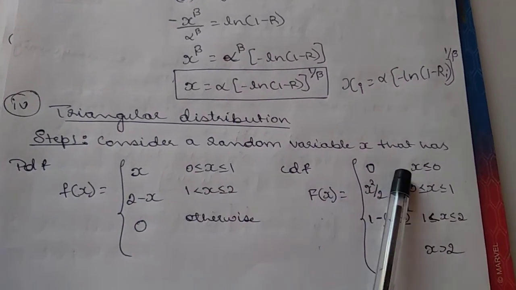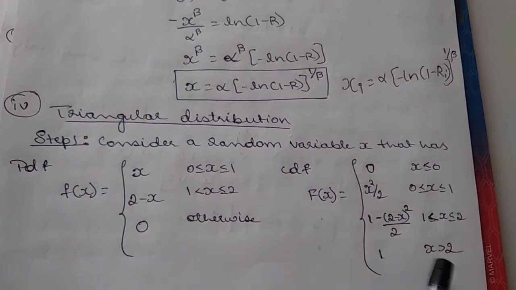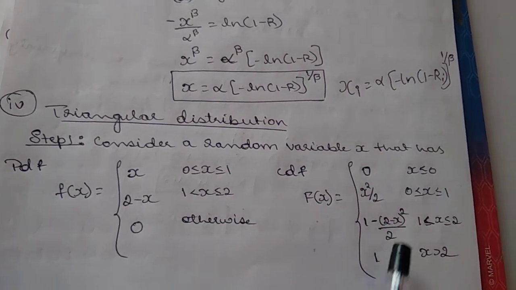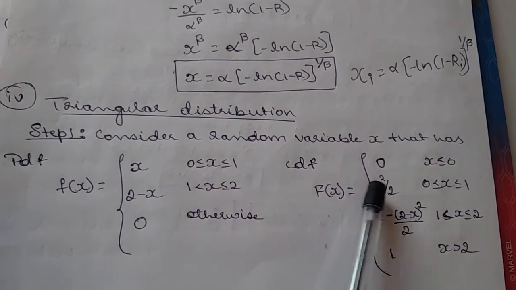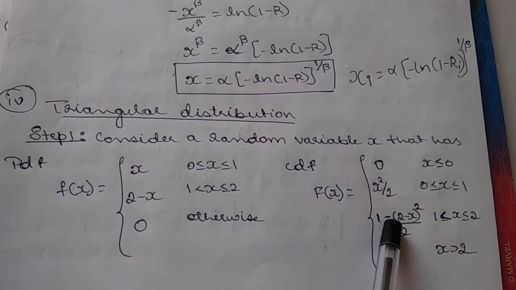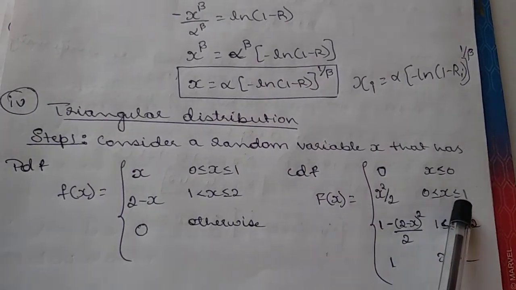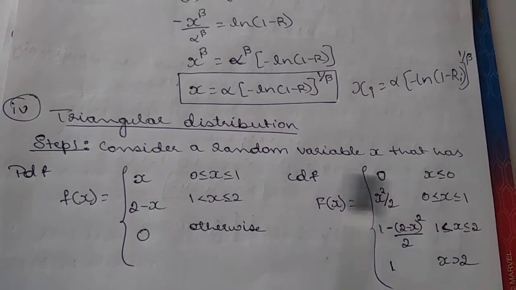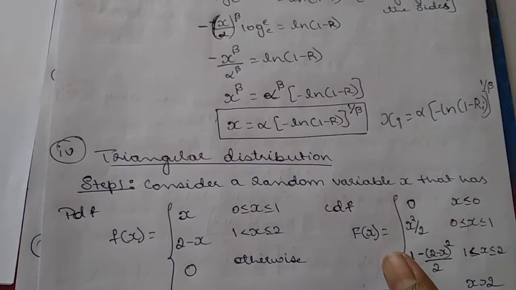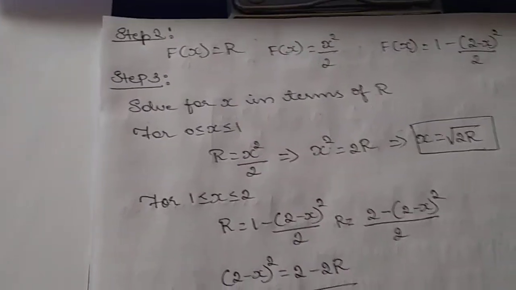Yes, 0 if x less than or equal to 0, I'll just leave this one, and 1 if x greater than 2, I'll leave this one also, because these two values are direct. In order to find out the formula, I'll take these two cumulative distributions, that is x square by 2 if x is between 0 and 1, then 1 minus (2 minus x) whole square divided by 2. Let us start with the solution for this triangular distribution.